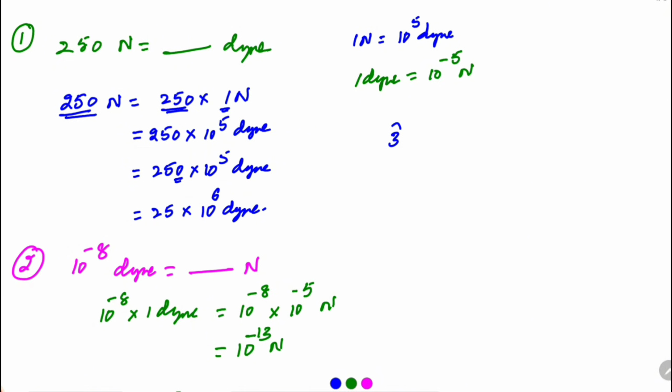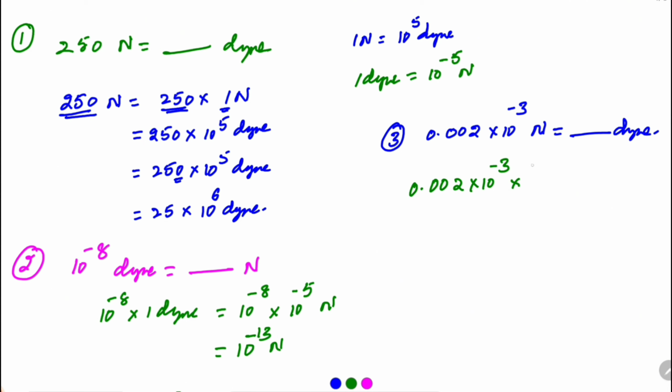Let's see one more question finally. 0.002 into 10 power minus 3 Newton is dash dyne, my dear. Okay, see this. 0.002 into 10 power minus 3 into Newton. We are converting Newton into dyne. We know that 1 Newton is 10 power 5 dyne. Simple. So this is equal to 0.002 into 10 power minus 3 plus 5, which is plus 2 dyne. Clear? Further, you can write this as 0.2 dyne.